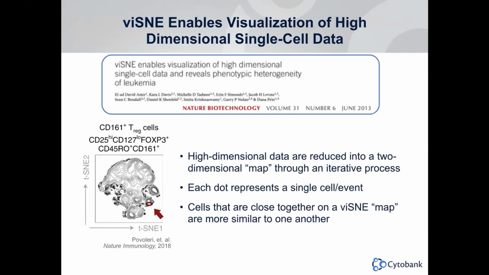And each dot here is a cell or an event. Cells close to each other have similar biological expression compared to the cells far apart. You can also color the dots of events by an additional channel. In this case, they use CD161 to identify the CD161 positive Tregs within the T cells. So this is the viSNE map, which makes it easy for scientists to visually identify interesting and rare biological subsets. Of course, you will hear more about their findings later in the presentation.